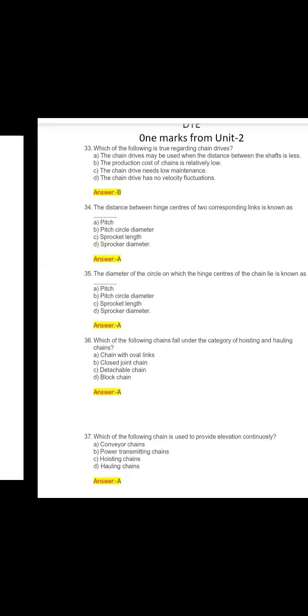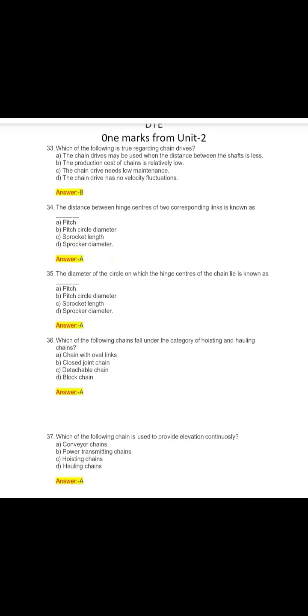What is the purpose of using steel chains? To avoid slipping. The option is A. The tooth wheel in chain drives is known as sprocket. Option A. Which of the following is true regarding the chain drive? The production cost of chain is very low. This is the correct answer and the option is B.